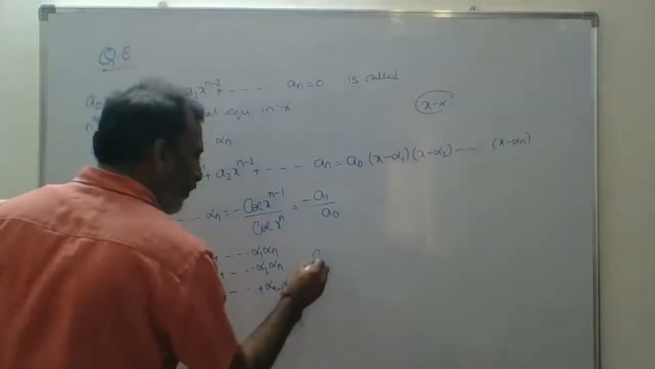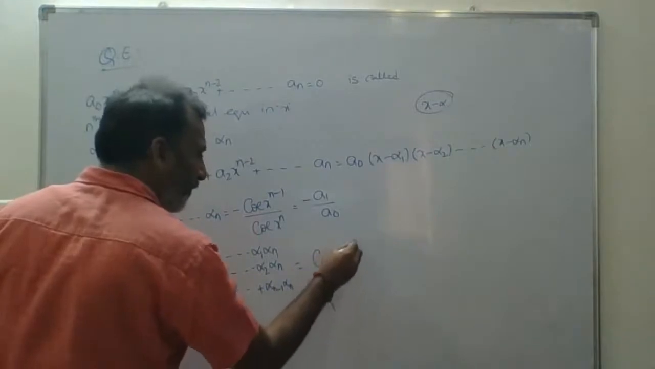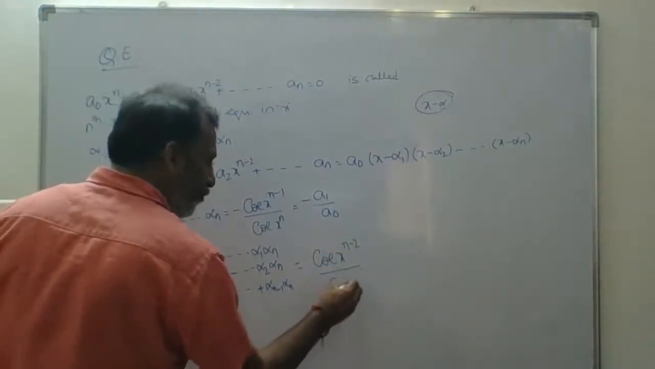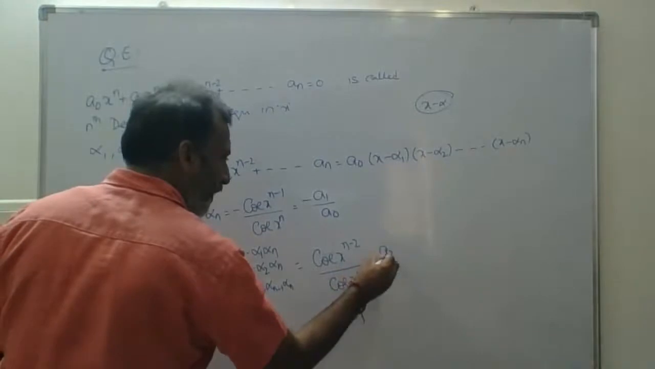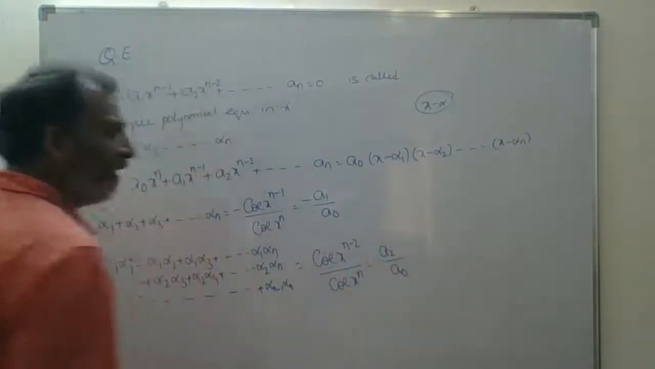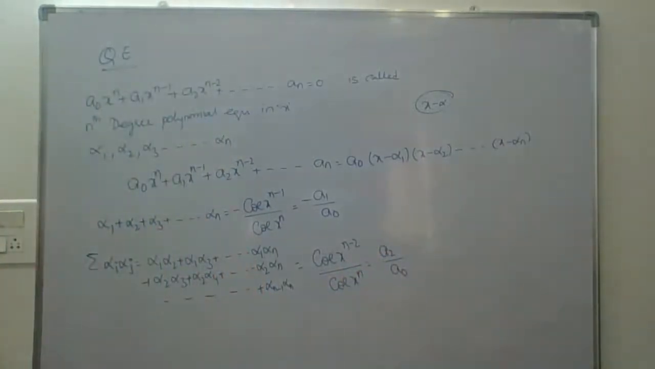This value is coefficient of x power n minus 2 by coefficient of x power n, that is a2 by a0. What is this one called? Sum of the product of the roots taken two at a time.